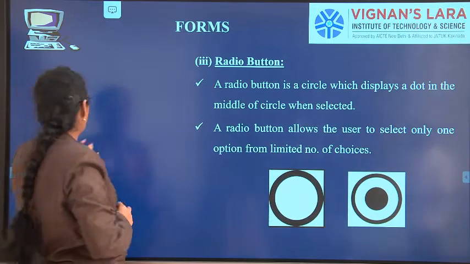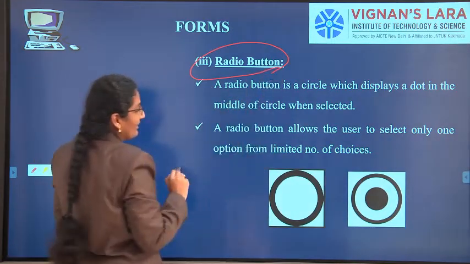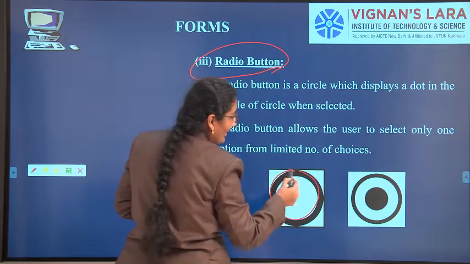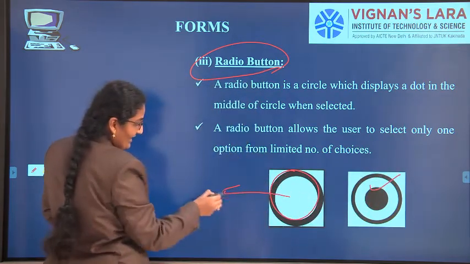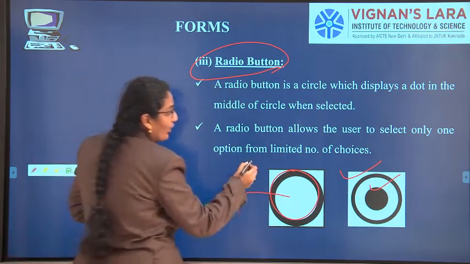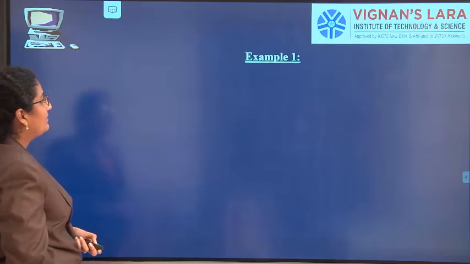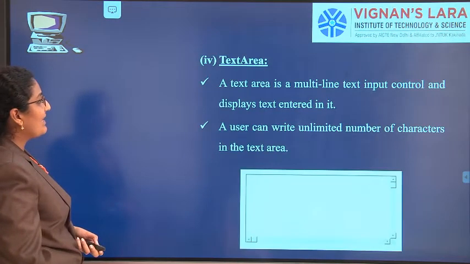So our next attribute is radio button. A radio button is nothing but a circle and a dot. This is before selection. This is after selection. Here you have only a limited number of choices. So this is the example for radio button.